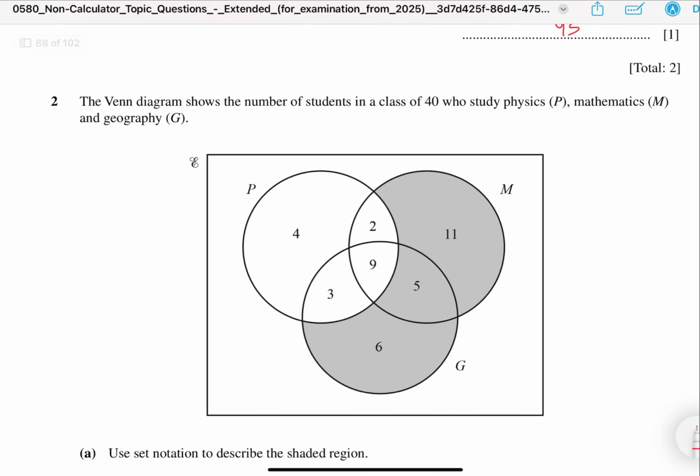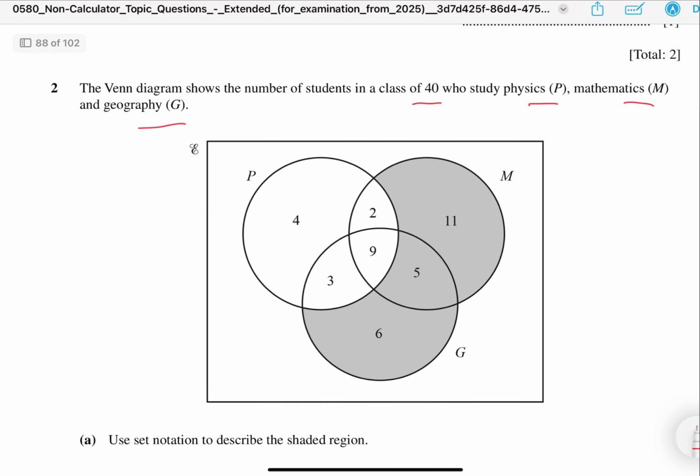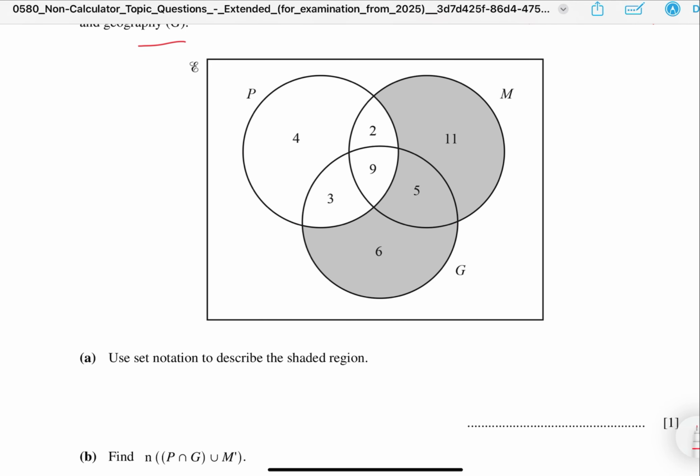The Venn diagram shows the number of students in a class of 40 who study physics, maths, or geography. Use set notation to describe the shaded region. All right, let us see what this shaded region means. Now we are excluding P, right? So P is excluded. So we can think from this that P naught would be there. And what are we using over here? M and G. So I can assume that M union G intersection P naught, because this complete region is coming in P naught.